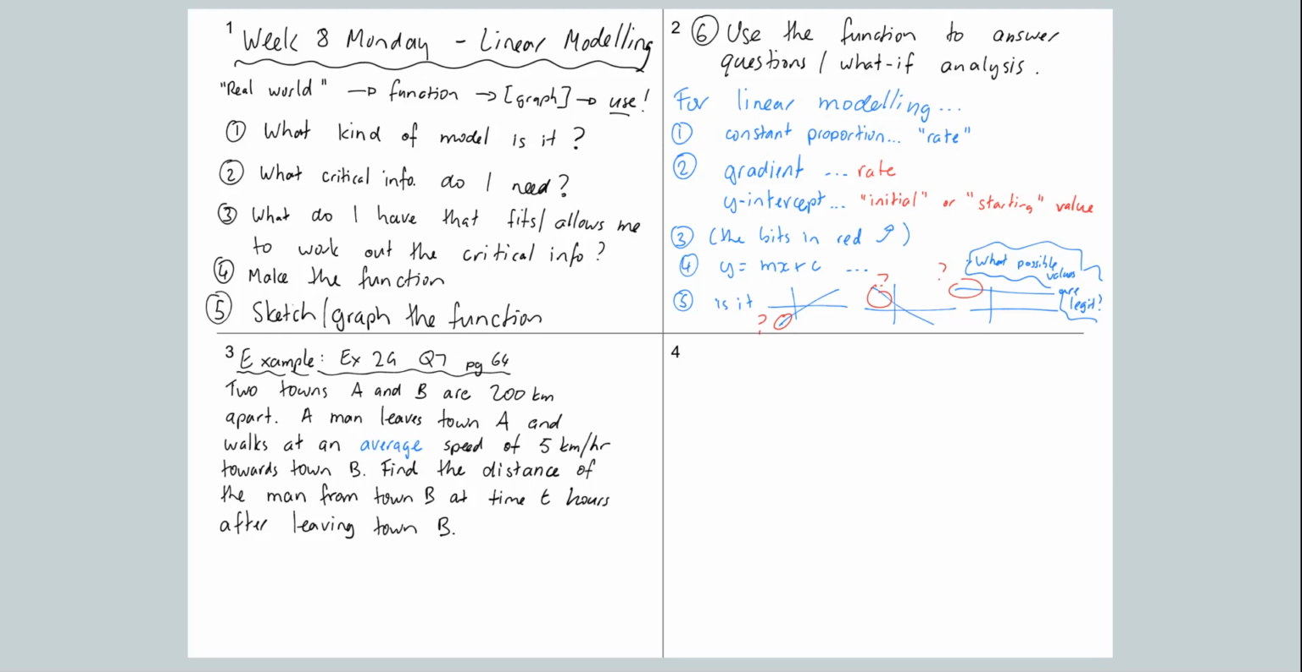So you can read it for yourself, pause it and read it. I'll quickly read it though, in case that's useful to you. Two towns, A and B, are 200 kilometers apart. A man leaves town A and walks at an average speed of 5 kilometers per hour towards town B.